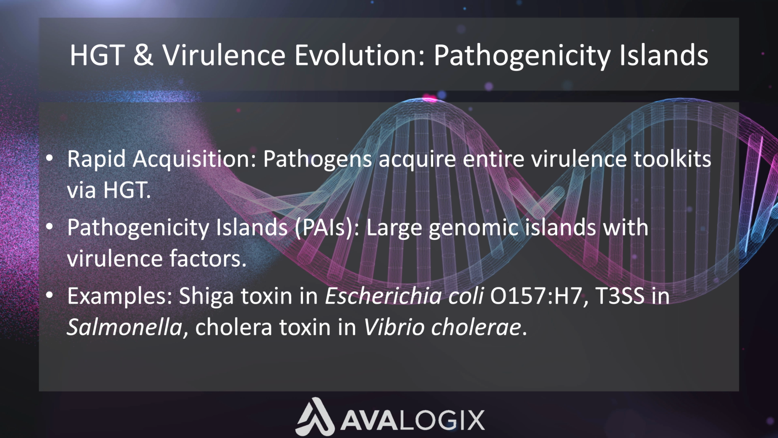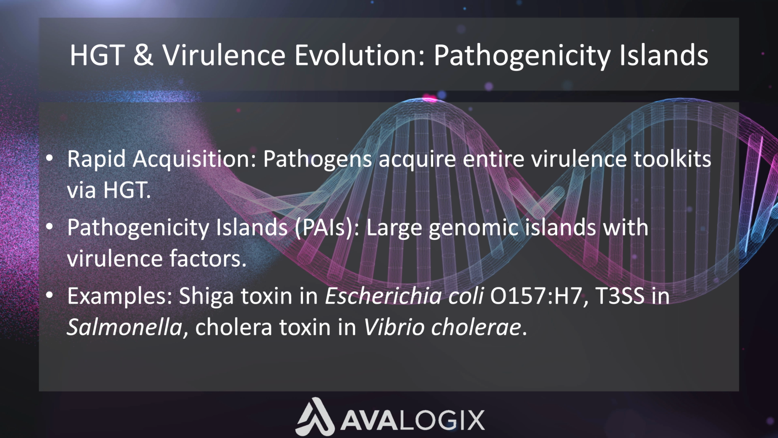Type 3 secretion systems in Salmonella, located on PIs, enable host cell invasion and intracellular survival. Cholera toxin genes in Vibrio cholerae, carried by the CTX lysogenic phage, transformed a harmless ancestor into the agent of cholera. These examples highlight how HGT enables bacteria to acquire complex virulence traits in a single step, bypassing the need for gradual evolutionary changes.